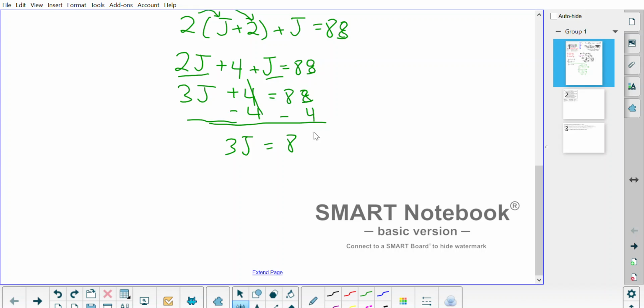and you're going to end up with 3J is equal to 84. And when you go ahead and divide both sides by 3, 84 divided by 3, that's 28. So we just found this one. Joe's age is 28.